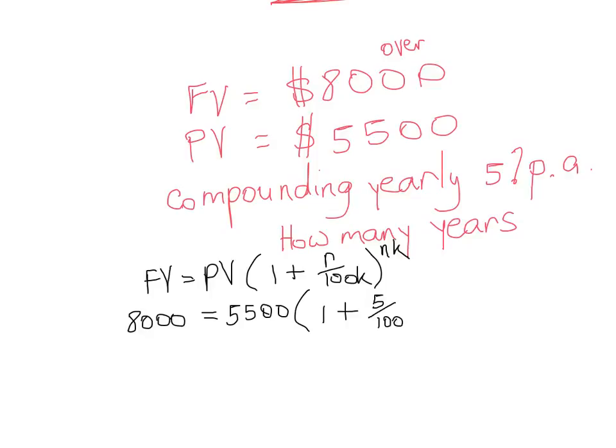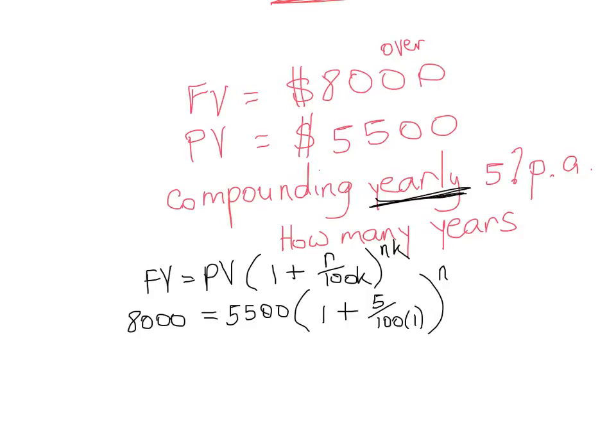Now, K, again, K means number of compounded periods per year. Since it's compounding yearly, the number of compounding periods per year is 1. So we don't have to write that there, but we'll write it there anyway. Okay, to the nk, number of years, we don't know what that is. And k is 1, so we don't have to put that there. We don't know what that is, and we have to figure it out.